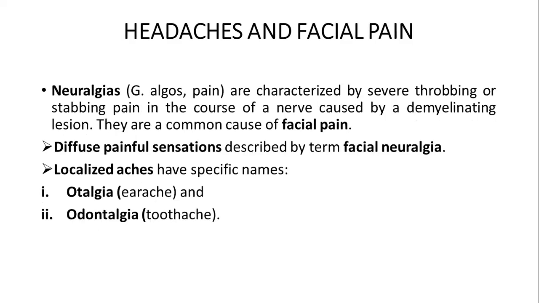What is a neuralgia? This is characterized by severe throbbing or stabbing pain in the course of a nerve. It's caused by a demyelinating lesion. They are a common cause of facial pain. So now we talked about the headache, and now we talk about the facial pain. The common cause is a neuralgia. This is a stabbing pain or throbbing pain in the course of a nerve, because there occurs a demyelination, where the myelin sheath is removed.